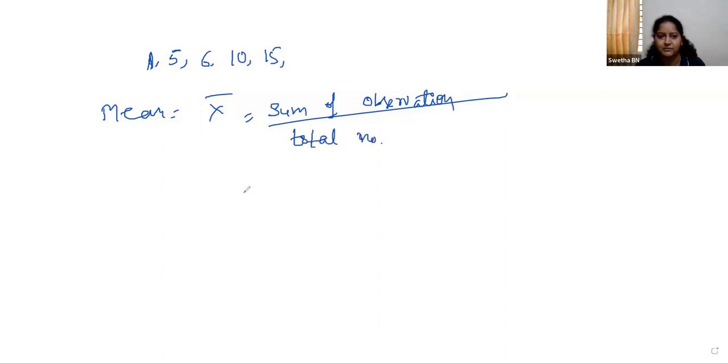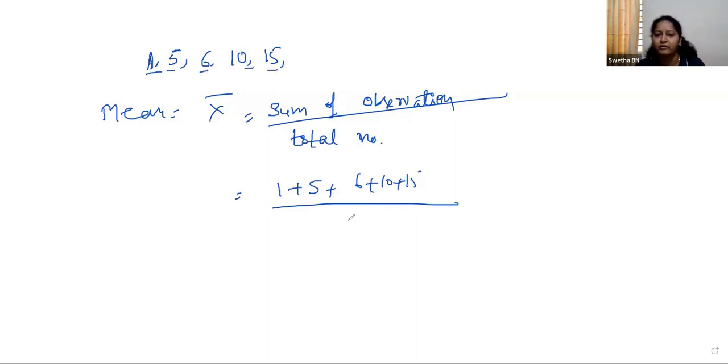What is the sum of observations here? Write 1 plus 5 plus 6 plus 10 plus 15. Right? And what is the total number here? How many numbers are given? 1, 2, 3, 4, 5. You have to divide it by 5. Okay, so what is the answer? 25, 30, 36, 37.